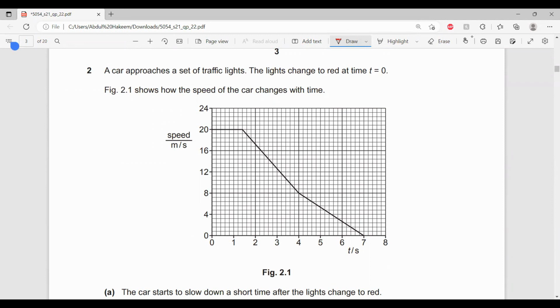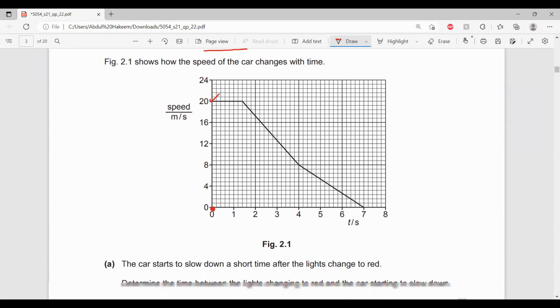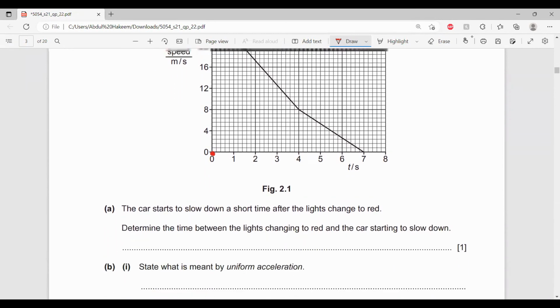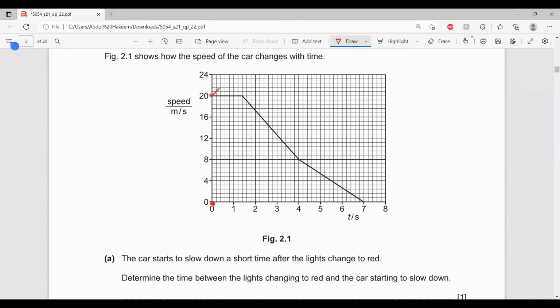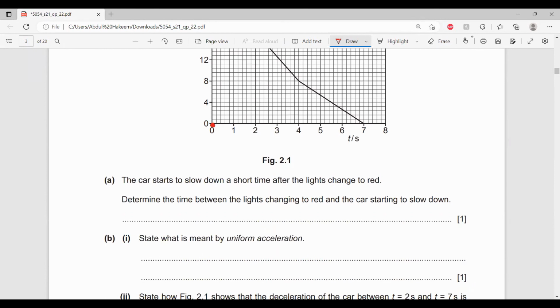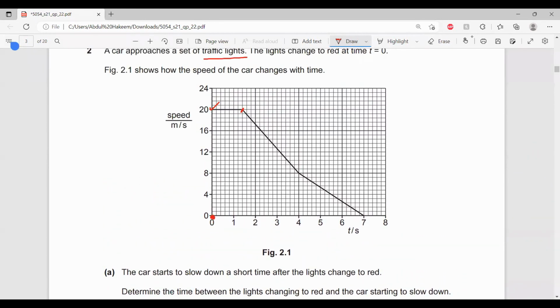A car approaches a set of traffic lights. The light changes to red at time 0. This is the time at which it goes red. Figure 2.1 shows how the speed of the car changes with time. The car starts to slow down a short time after the light changes to red. So after this time it slows down, meaning the brakes are applied. Determine the time between the light changing to red and the car starting to slow down.